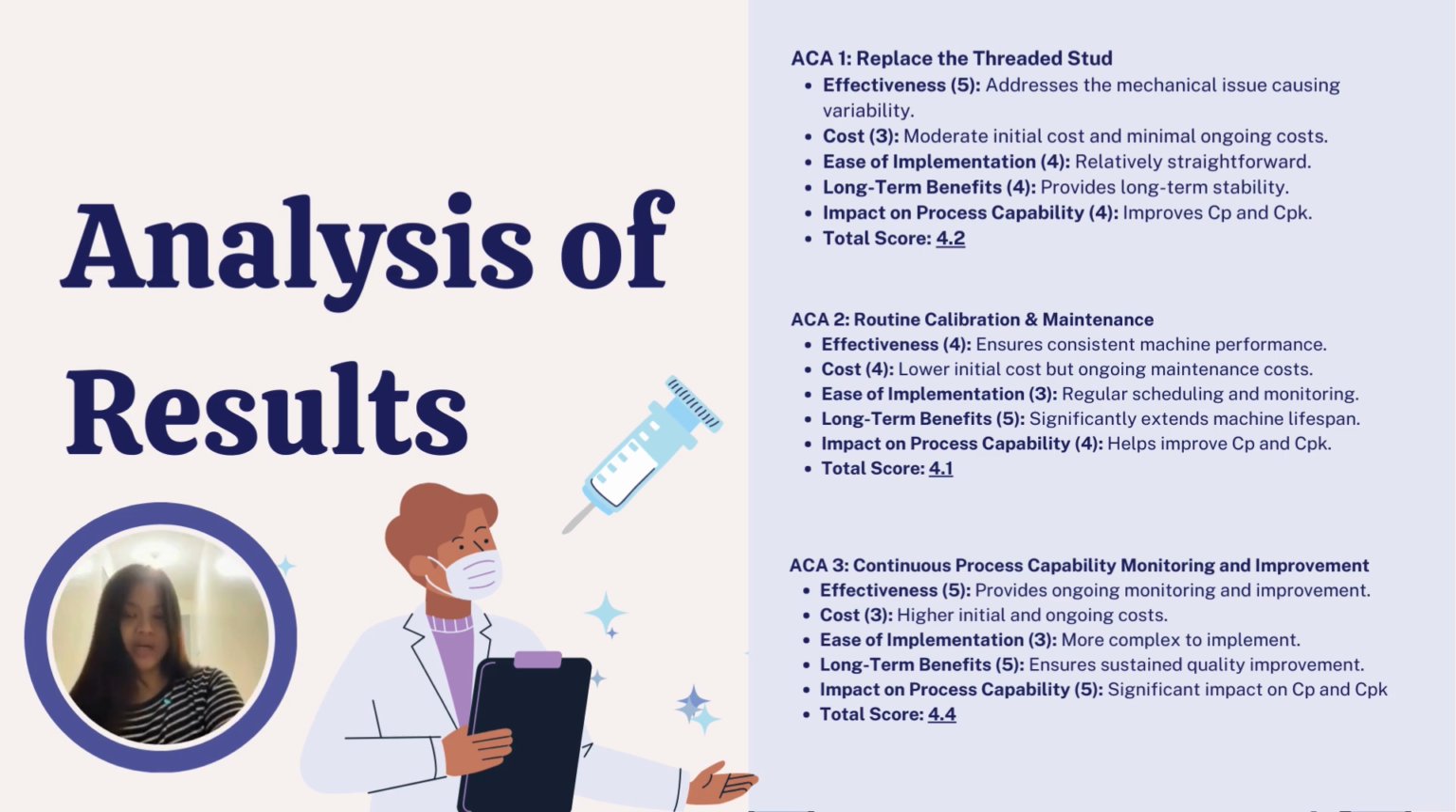Based on the decision matrix, ACA3, implement continuous process capability monitoring and improvement plan, scores the highest. Despite its higher complexity and costs, its effectiveness in providing sustained quality control and significant impact on process capability make it the most suitable choice for long-term improvements in the manufacturing process, reducing waste and enhancing product quality.